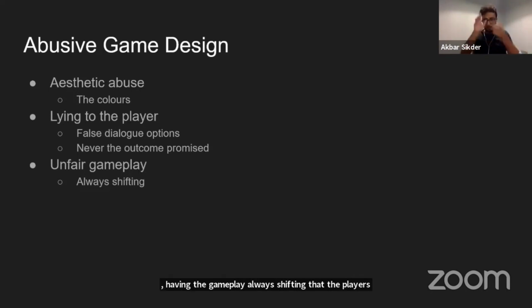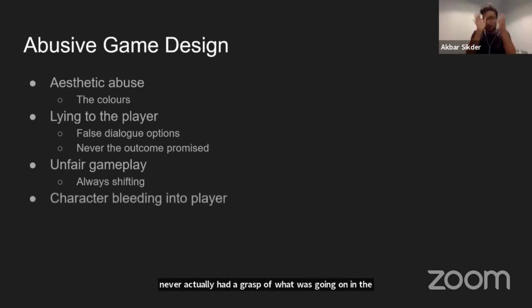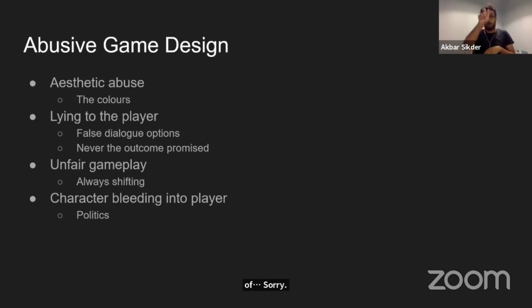And the purpose of politics as well. Putting politics in the game is a way of bleeding the character into the player's real life character in a way. Talking about politics usually gets a lot of people motivated, and it definitely gets you to start talking about politics more. And abusive game design serves the purpose of just making you look at the game differently.